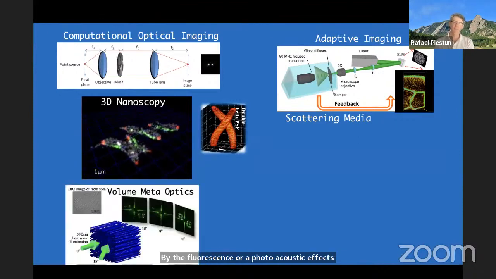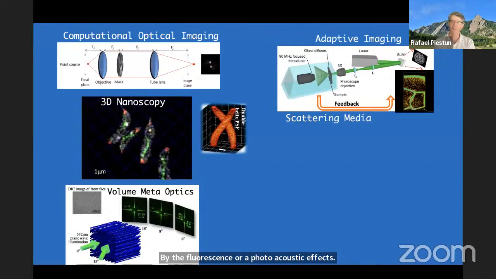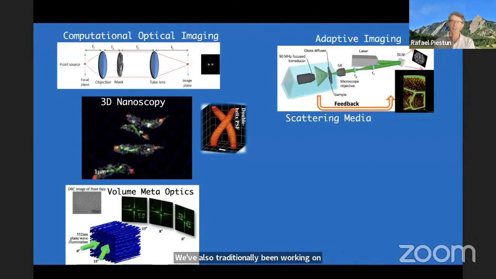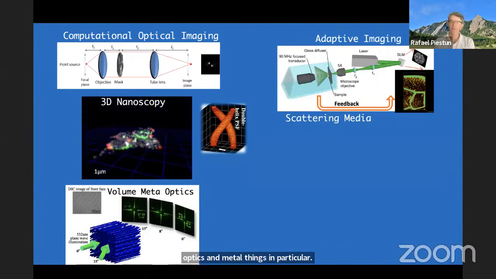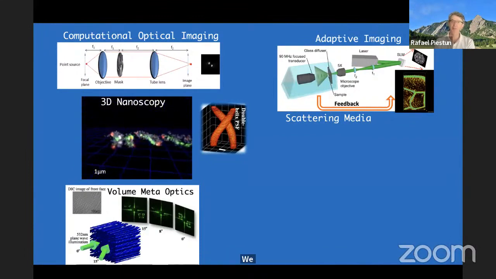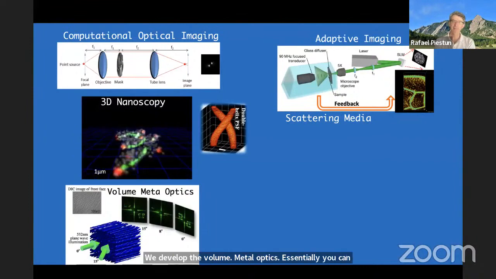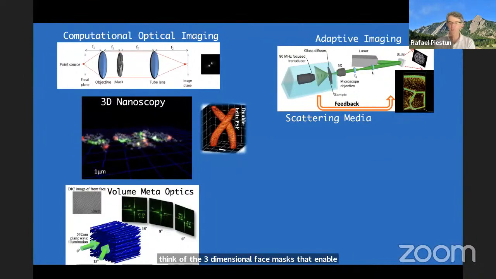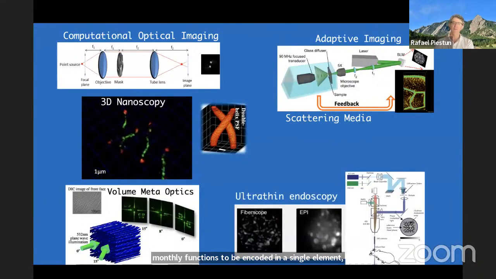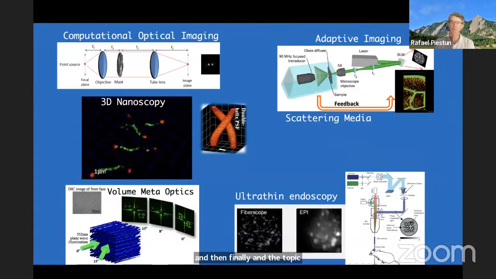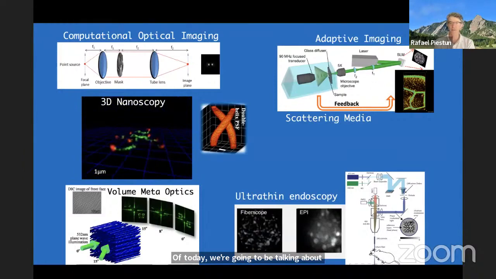We've also traditionally been working on diffractive optics and meta-optics. In particular, we develop volume meta-optics. Essentially, you can think of three-dimensional phase masks that enable multiple functions to be encoded in a single element. And then finally, the topic of today, we're going to be talking about these microendoscopes, which I think is a very exciting area.